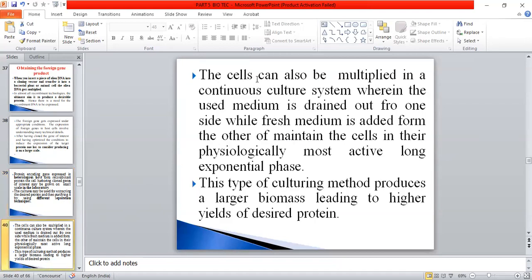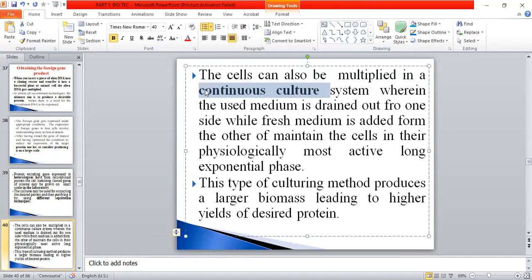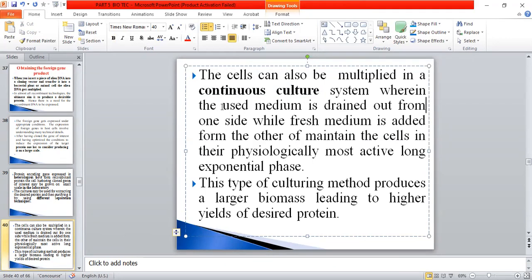See here. The cells can also be multiplied in a continuous culture system. This is another important system, wherein the used medium is drained out. That is very important. We cannot use the same culture medium, because once you use it, after separation it can be discarded from one side, while fresh medium is added from the other, maintaining the cells in the physiologically most active, exponential phase. This is very important, my dear students.